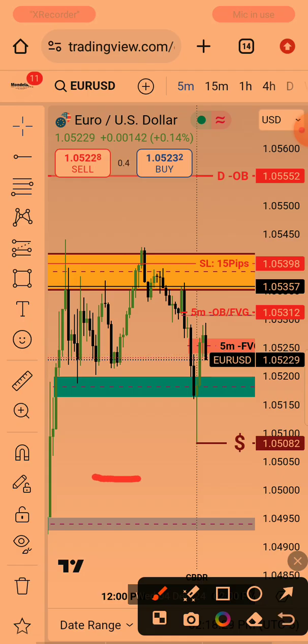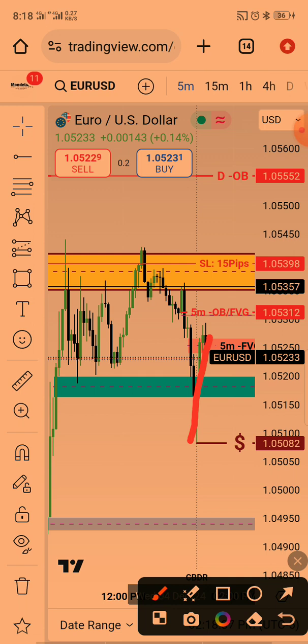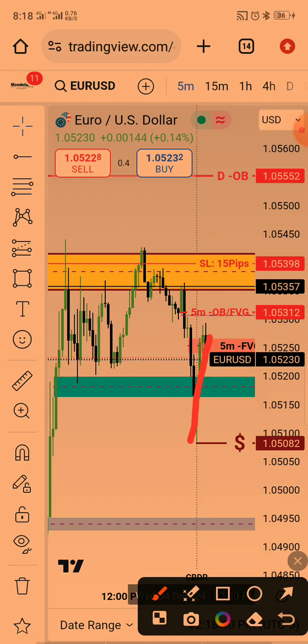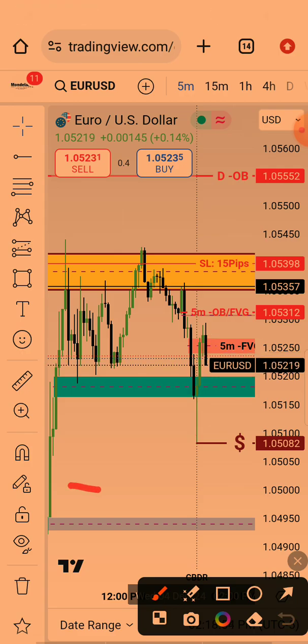Now this run from here up to here, this is what we call OTE, right? I'm going to explain what OTE means, optimal trade entry. I will explain to you people later in one of my lessons what it is. So this is a retracement back to that place for me to get in, right? That is my model. This is one of my models.